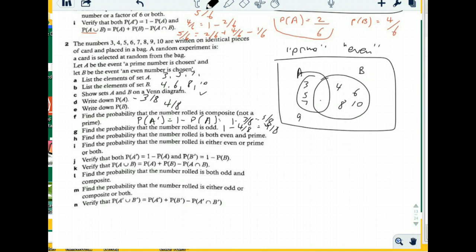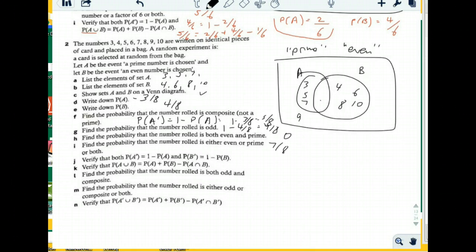And then find the probability that the number rolled is both even and prime. Even and prime. Well, there's nothing in there, so that would be 0. Find the probability that the number rolled is either even or prime or both. Even or prime or both. So that would be 3, 5, 7 or 4, 8, 6, 10 all together, so that would be 7/8.